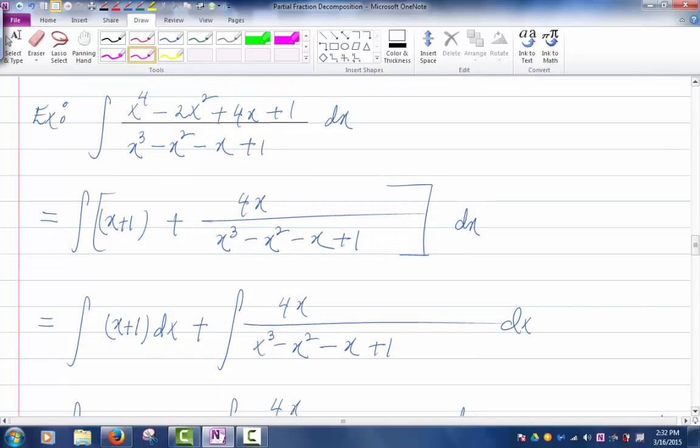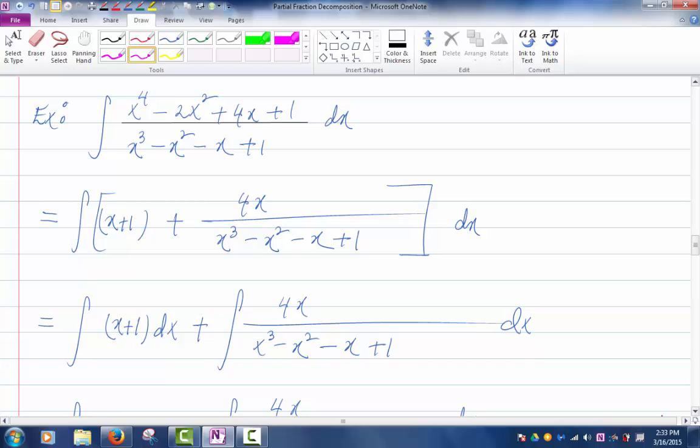The next example that I have is the integral of x to the 4 minus 2x squared plus 4x plus 1, divided by x cubed minus x squared minus x plus 1. Okay, what's the first thing you want to ask? Is it proper or is it improper? Well, in this case, it's improper. The degree of the numerator is 1 bigger than the degree of the denominator. So, what's the first step?